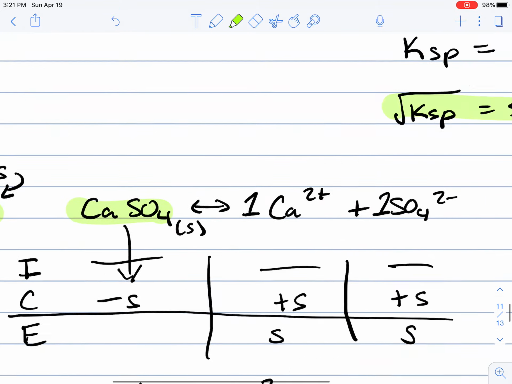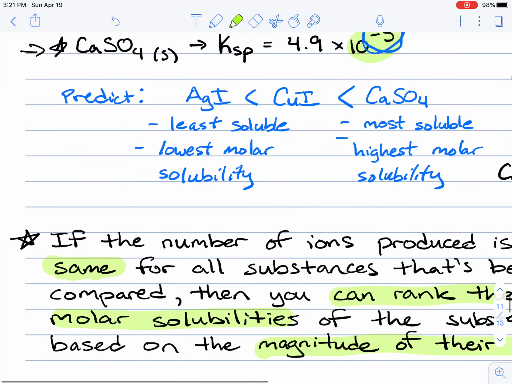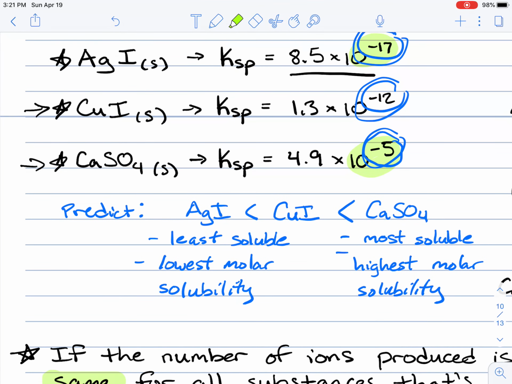And so if I determine the molar solubility of copper 1 iodide, I'm going to take the square root of 1.3 times 10 to the negative 12. So if I plug that into my calculator, square root of 1.3 times 10 to the negative 12, that's going to give me 1.1 times 10 to the negative 6. So the molar solubility is going to be 1.1 times 10 to the negative 6 molar. And that's going to represent the molar solubility for copper 1 iodide.